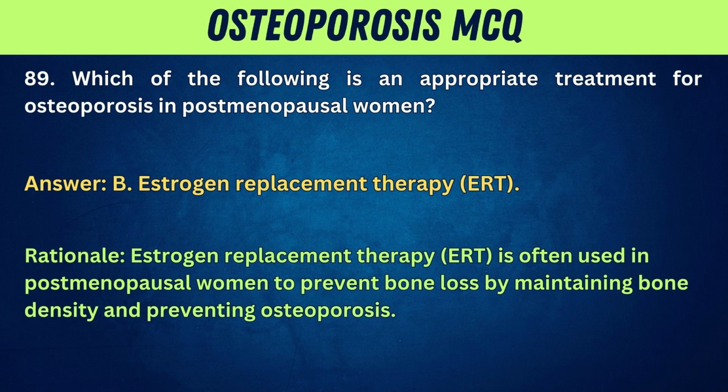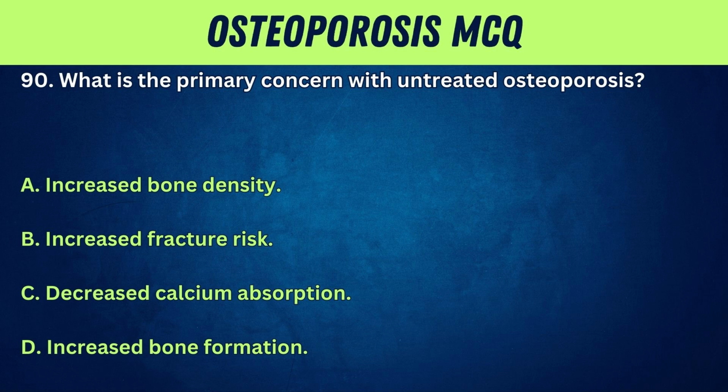Answer: B. Estrogen replacement therapy, ERT. Rationale: Estrogen replacement therapy, ERT, is often used in postmenopausal women to prevent bone loss by maintaining bone density and preventing osteoporosis. 90. What is the primary concern with untreated osteoporosis?